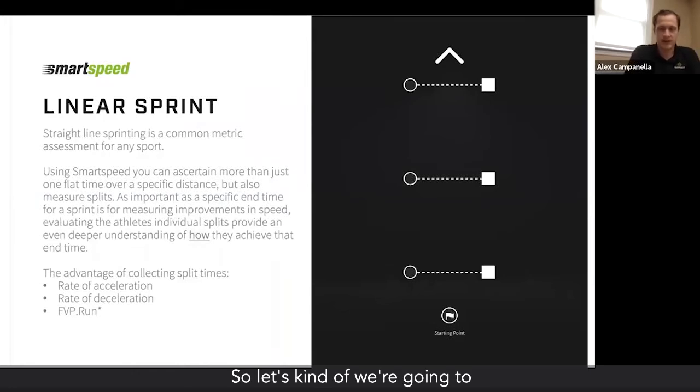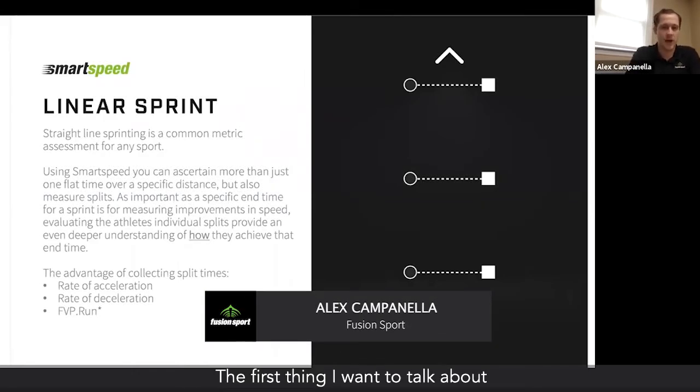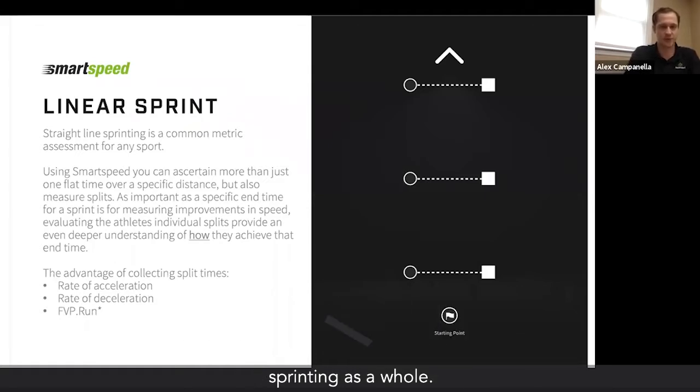So we're going to start really simple and kind of build up as we go. The first thing I want to talk about is just sprint testing and linear sprinting as a whole. As I mentioned earlier, everybody's doing this, and you really should be doing this because everyone should know how fast someone is from the time they start training to another phase to another phase. However, your end time is not everything.